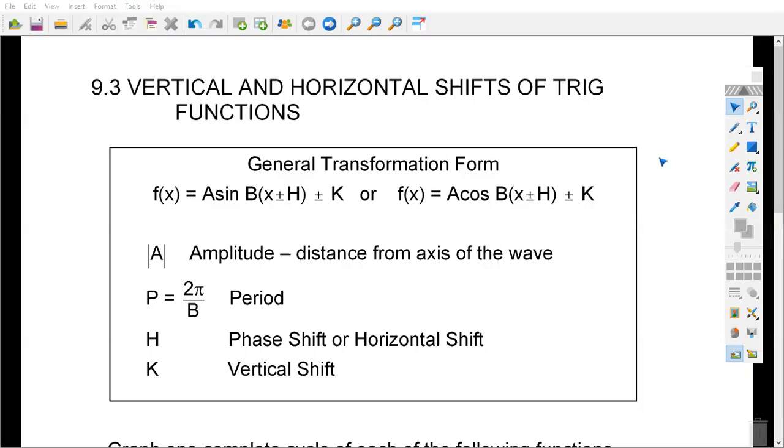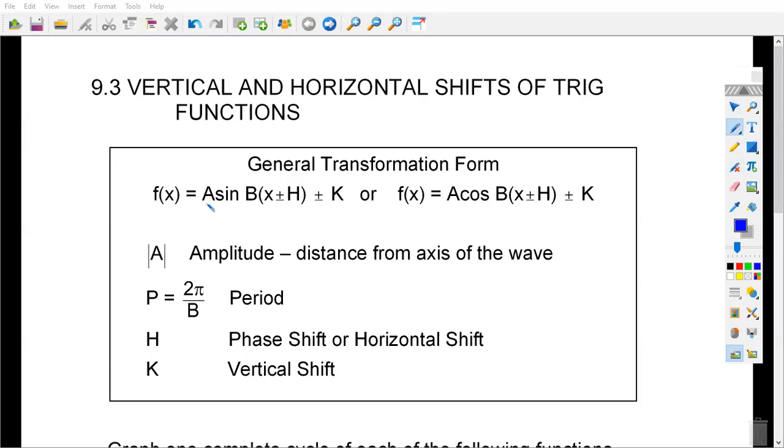All right, so we're on 9.3, vertical and horizontal shifts of trig functions, okay? So in 9.2, we were working with just stretching and compressing, right? So A and B. Now we're bringing back H and K. Your H and K is your plus or minus value, okay? Your H and your K is telling you whether you're going left, right, up, or down, correct?